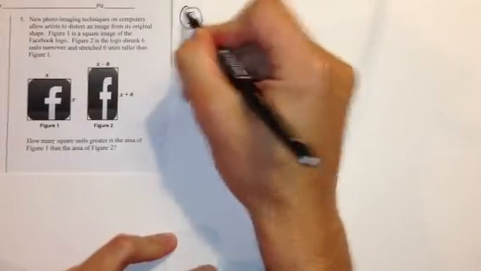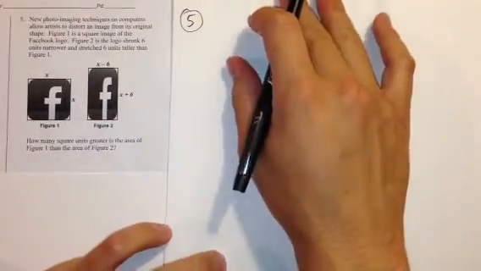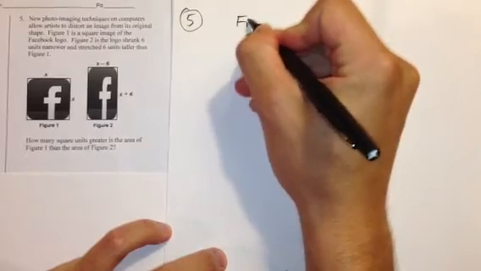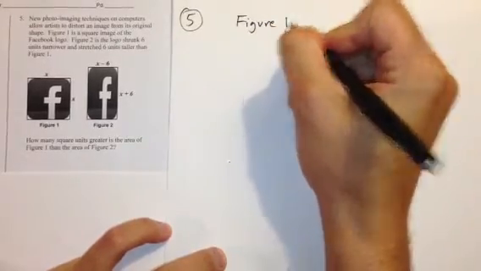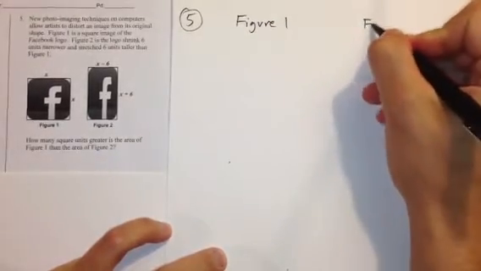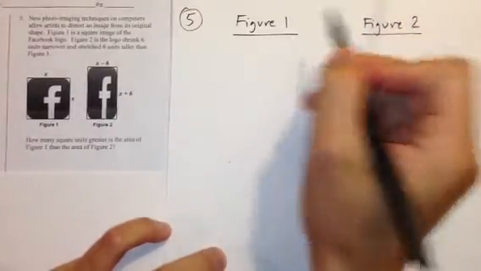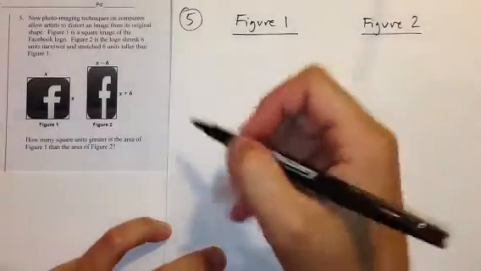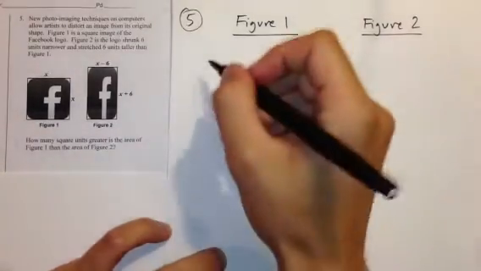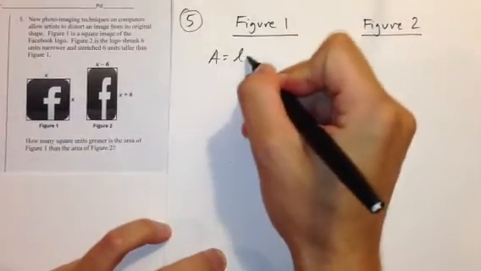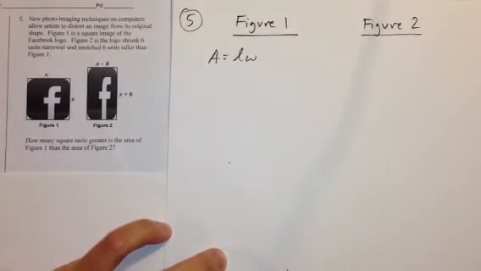So we're dealing with area here. I'm going to have two columns right here. I'm going to have a column for Figure 1 and a column for Figure 2. So area, as you probably remember from middle school, area equals length times width of a rectangle.